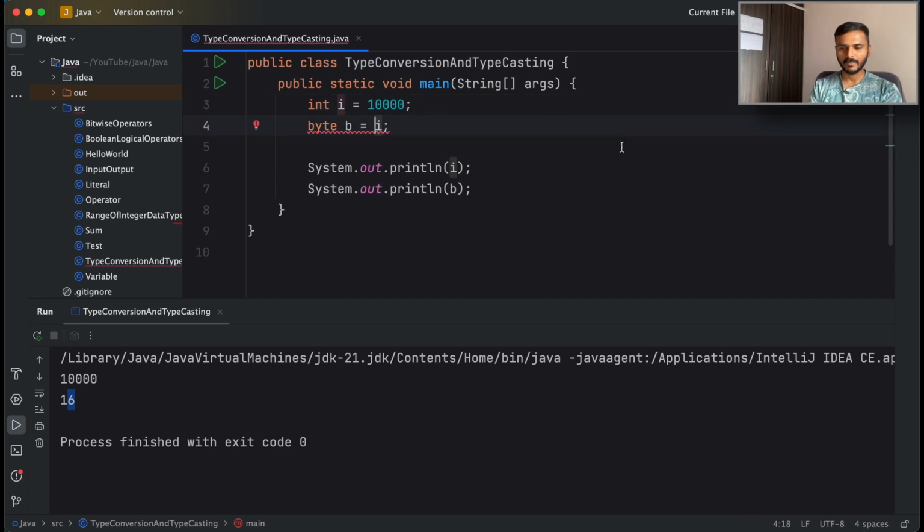And 10,000 is way beyond the range of byte, which is the reason automatic type conversion won't be supported. But what we told the compiler was to go ahead and still convert it to byte. So what it did was it did some operations and converted 10,000 to a value which will fit in a byte variable. And that is why we're getting 16 over here.